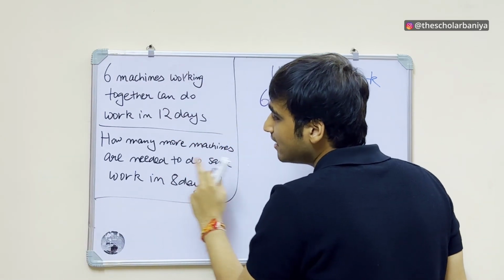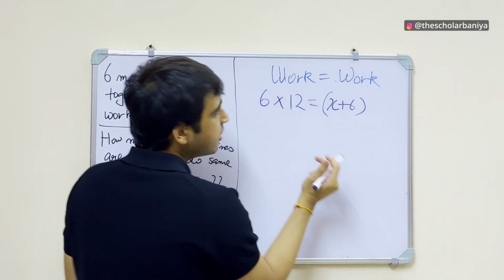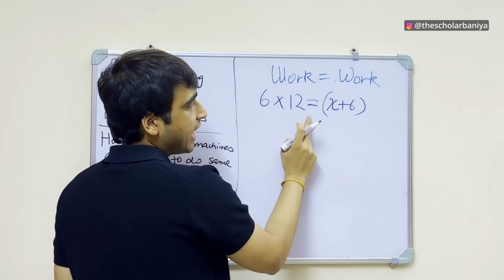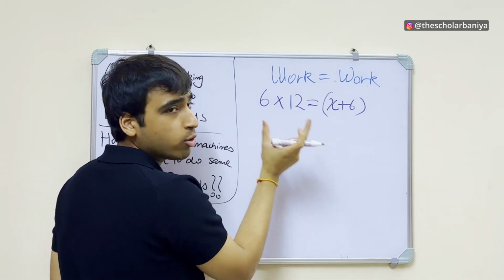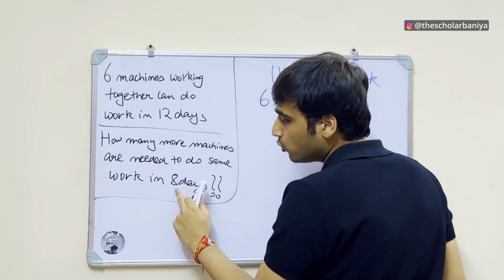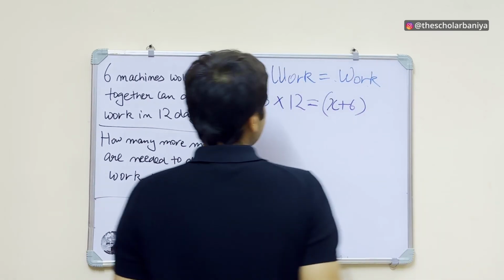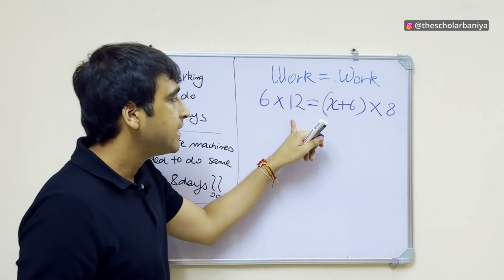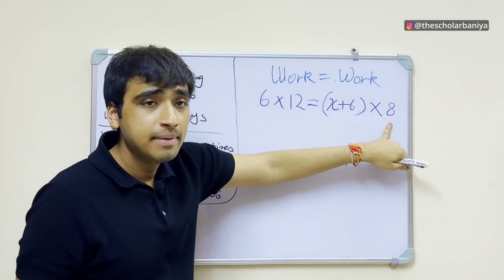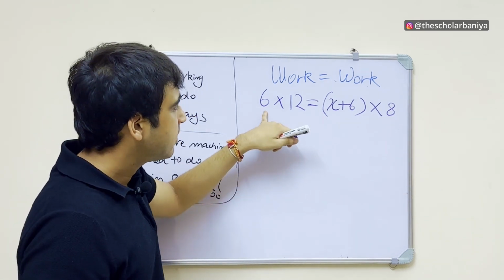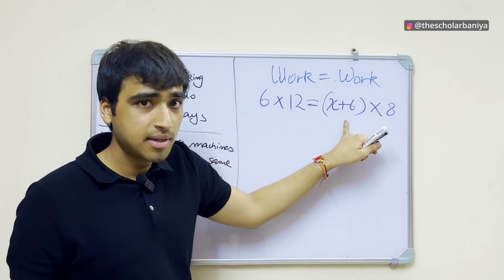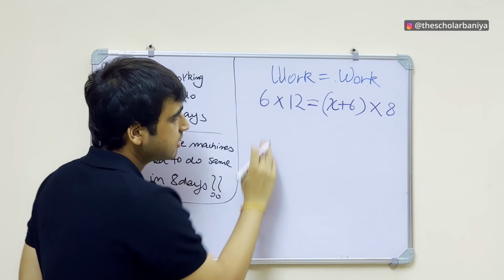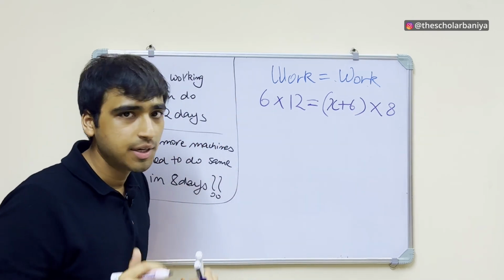And we want to complete the same work. So same work means equal to. Because the work is same in both the cases, that is why we are making both of them equal. And now we want to complete that task in 8 days, right? So into 8. Earlier the task was being completed in 12 days, now it is being completed in 8 days. Earlier there were 6 machines, right now there are X plus 6 machines. So the total amount of work is same in both the cases. So I hope this equation is clear to you, right?